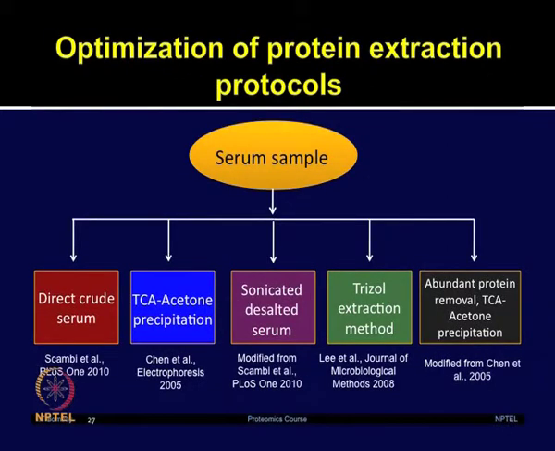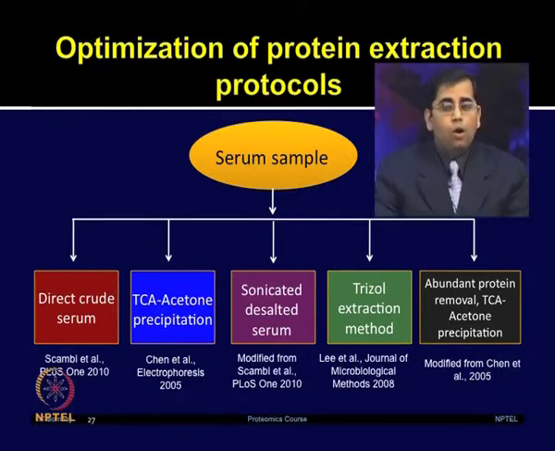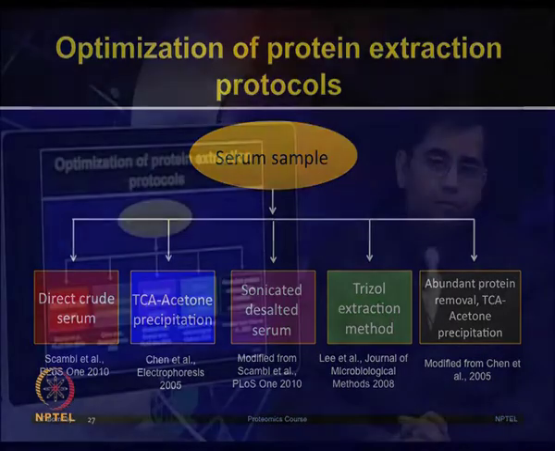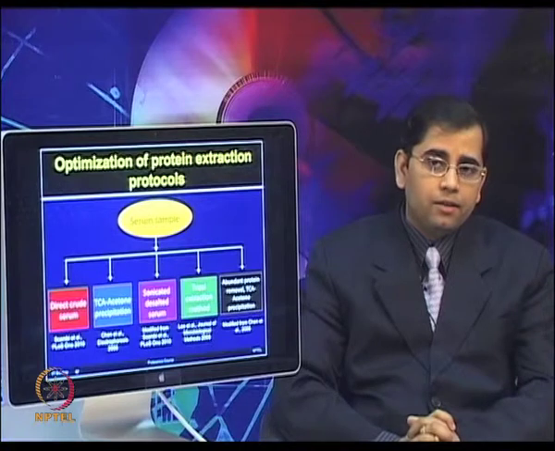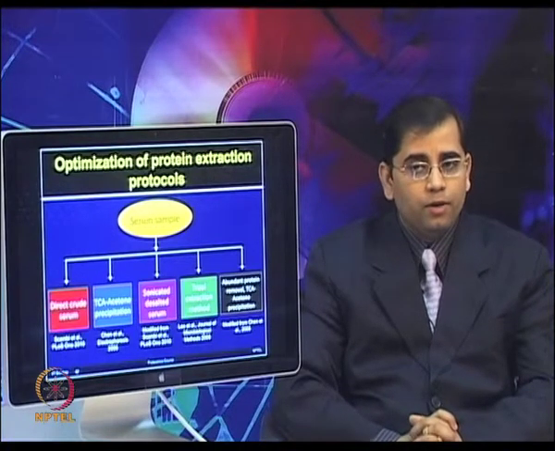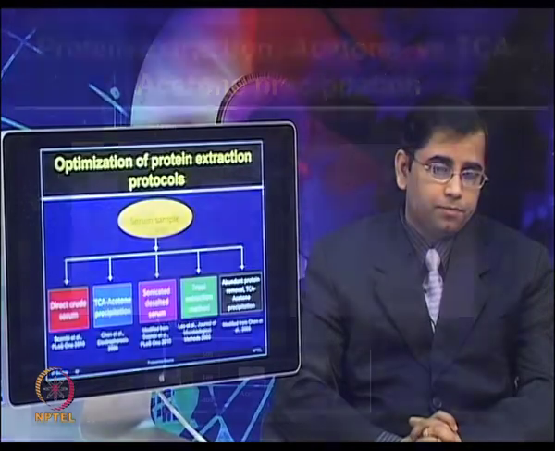Now, after processing of these samples, how do we extract the proteins? The protein extraction protocol was also optimized, and to optimize it, first of all we looked at what different methods are available in the literature. People have applied direct crude serum, TCA acetone precipitation, sonicated and desalted serum, the Trizol extraction method, as well as abundant protein removal and TCA acetone precipitation.